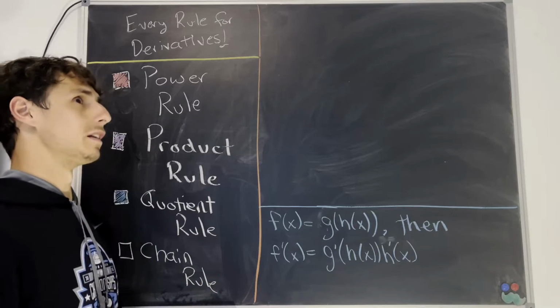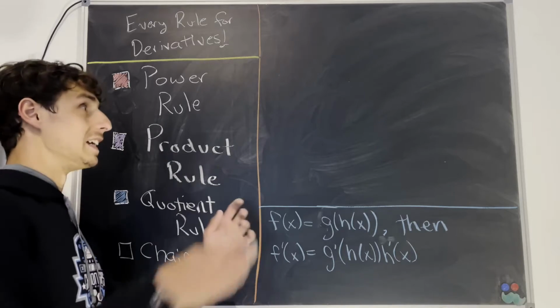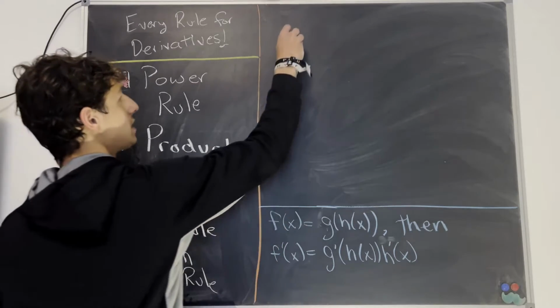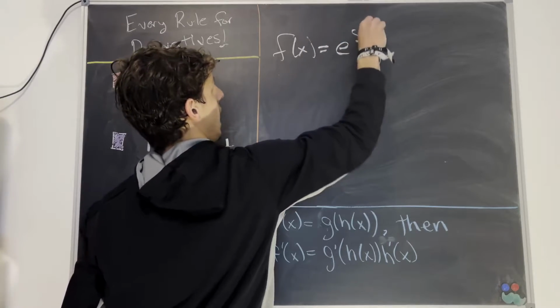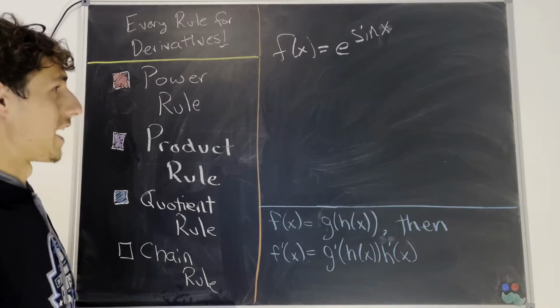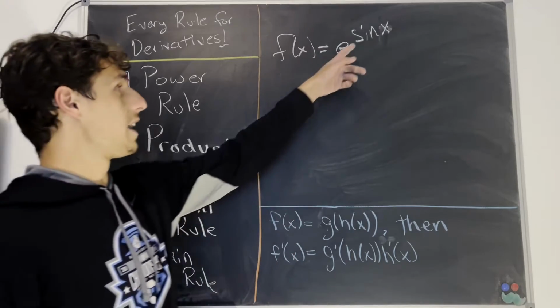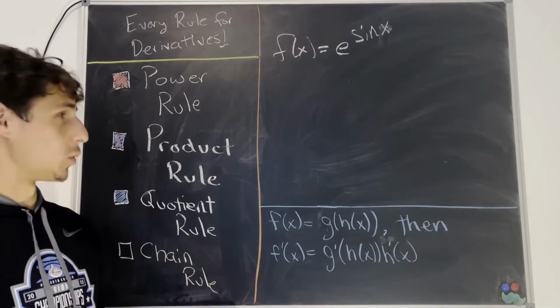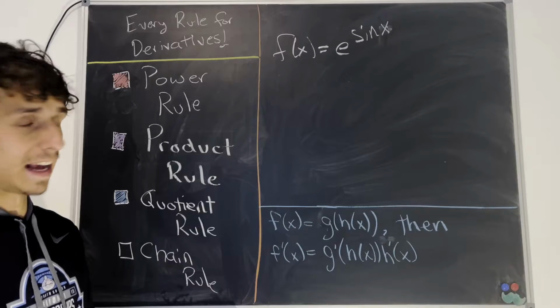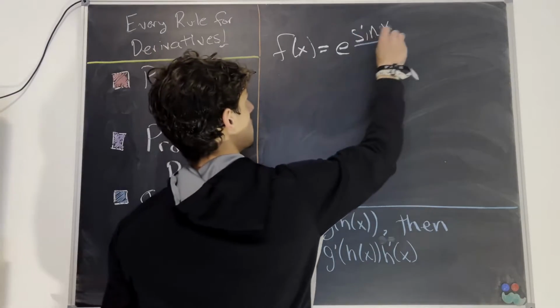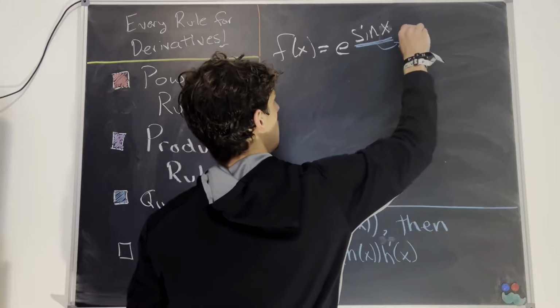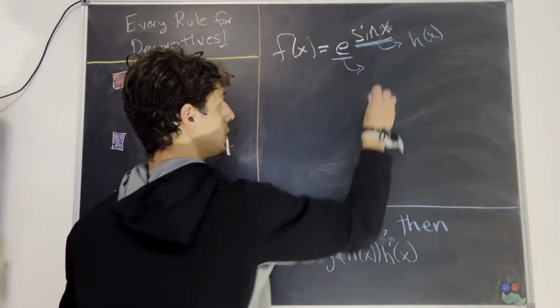And I think the best way to describe this is when you have a function that's inside another function. So let's say we have the function f of x equals e to the sine x, where sine x is all in the exponent there. But notice we have sine x plugged in where the x normally would be in a normal function e to the x. So that means our sine here is h of x because it's inside of another function e to the x that we'll call g of x.